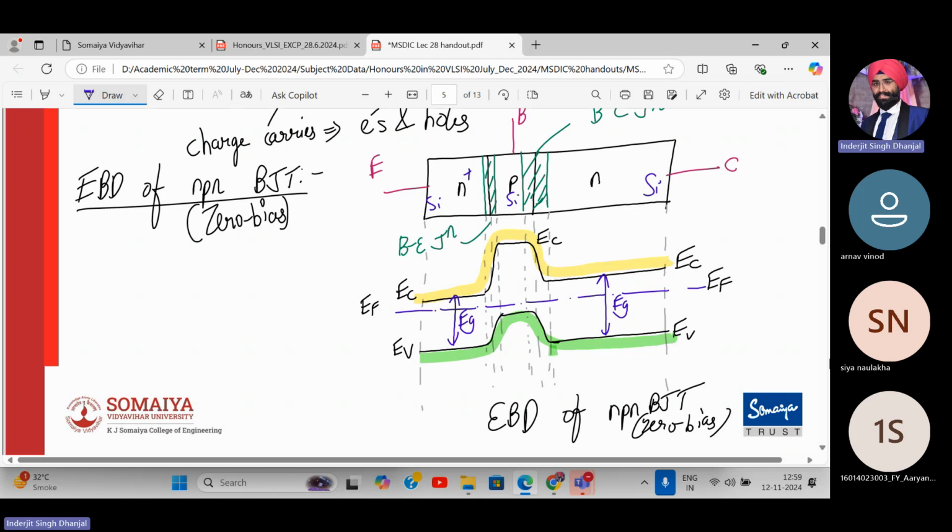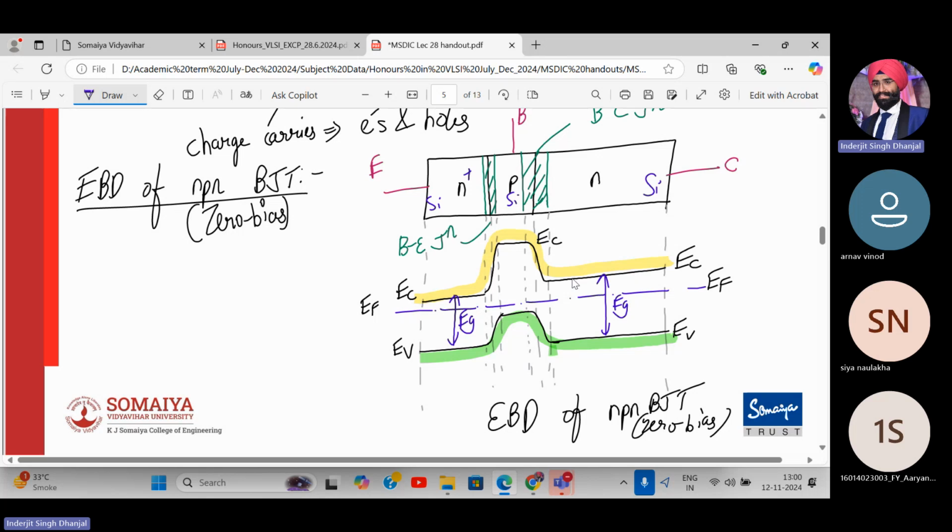Did you understand how to draw the energy band diagram under zero bias? Sir, on the N side, is the EV at the same point as the EV on the emitter side? Yeah, understood. This will be slightly up, and this will be slightly up.